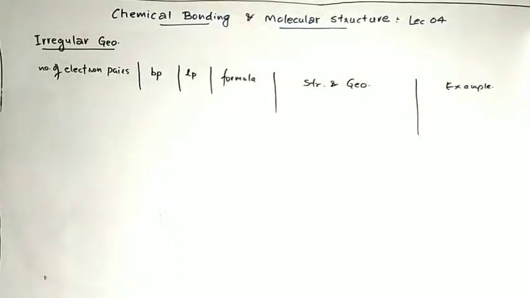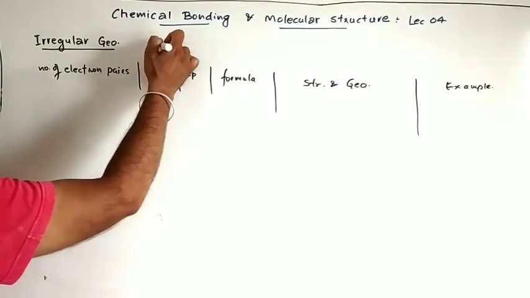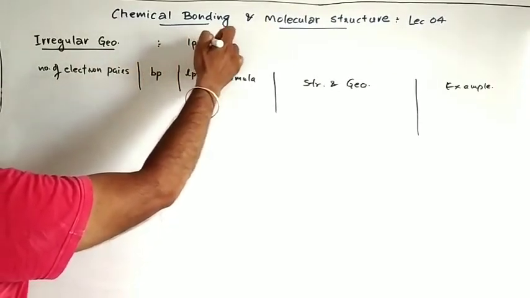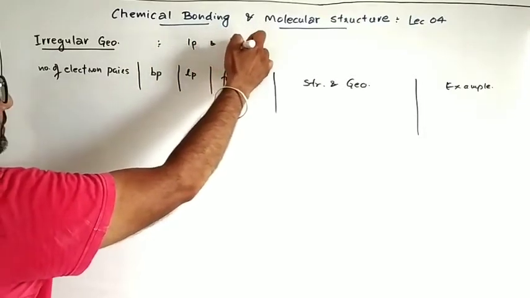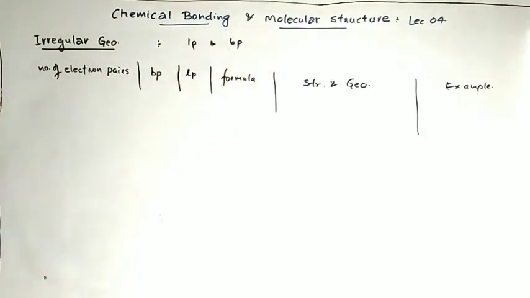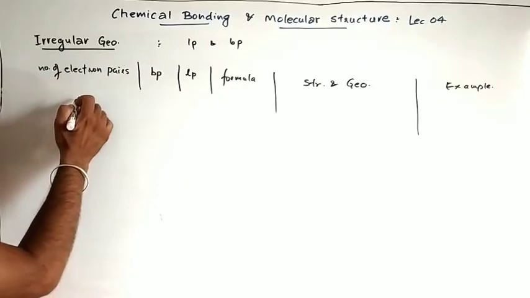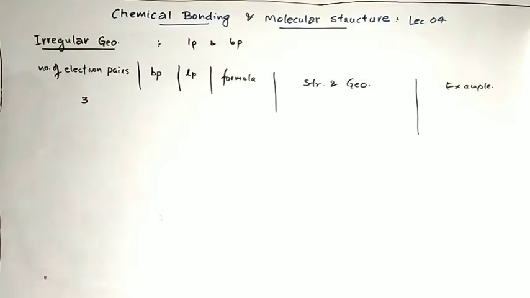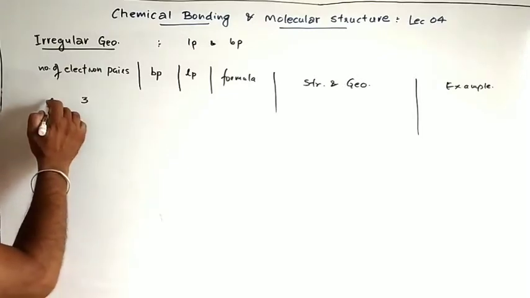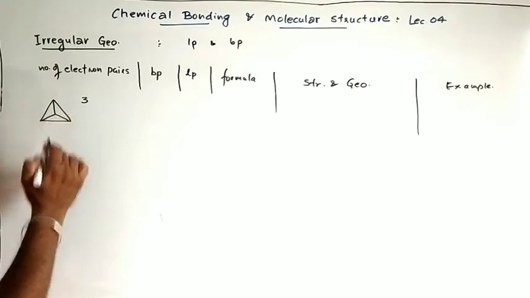Good morning. Today we will do the irregular geometry, meaning the molecules having both lone pair as well as bond pair of electron around the central atom. So start with the number of electron pair 3. What is the regular geometry if the number of electron pairs is 3? We know that it's a trigonal planar like this.